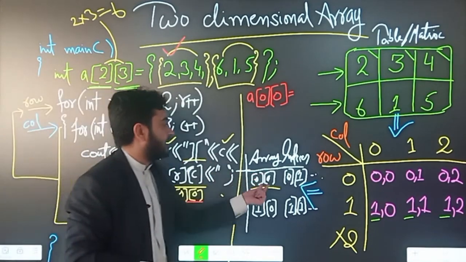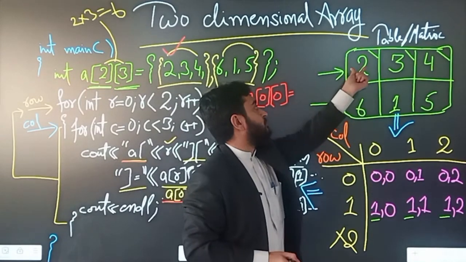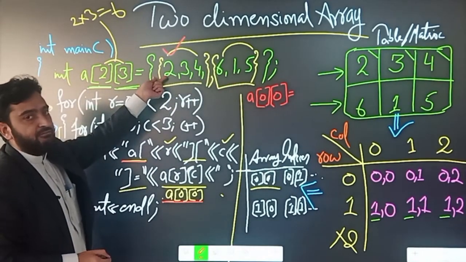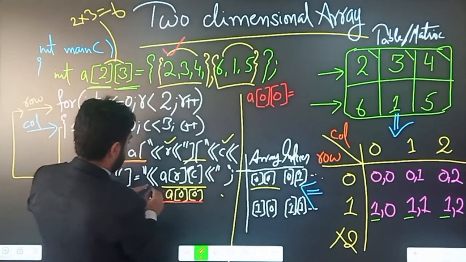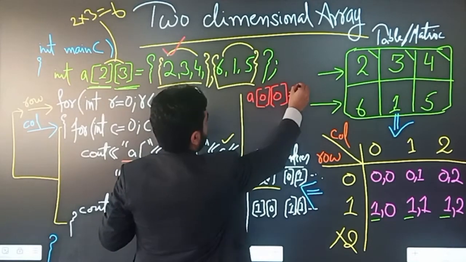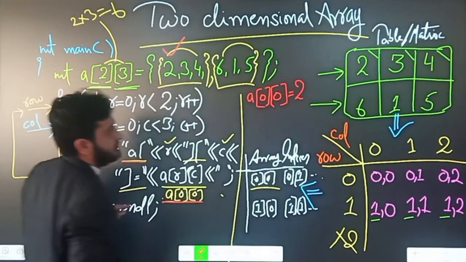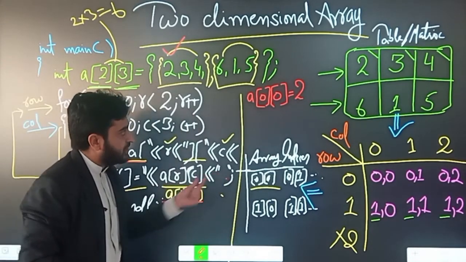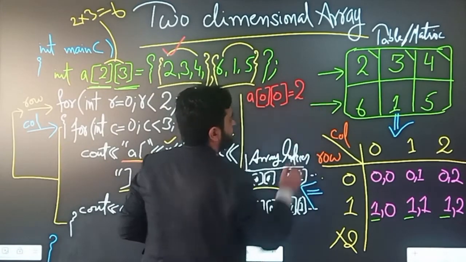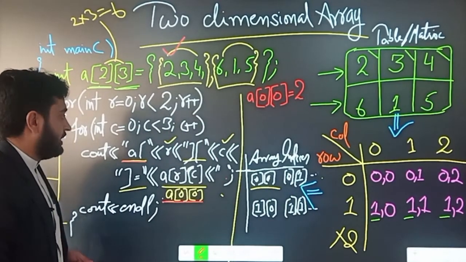So index 0 and 0 representing the first position, and at the first position we have value 2. So we will see here value 2 on the screen, and then we are printing a space. Here we will see a space on the screen, okay.